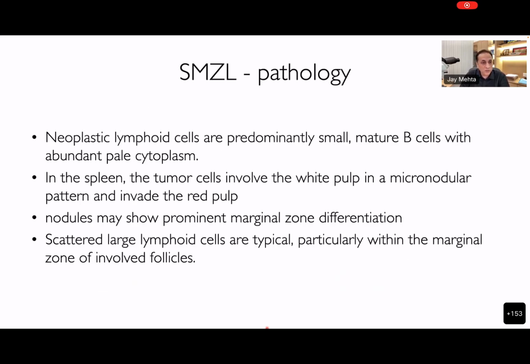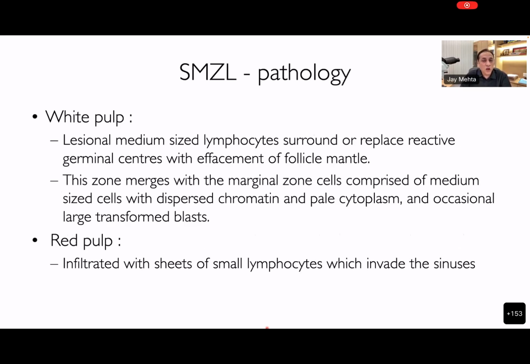So the neoplastic lymphoid cells are predominantly small to medium size. They have mature chromatin with abundant pale cytoplasm. In the spleen, the tumor cells involve the white pulp in a micronodular pattern and invade the red pulp as well. Nodules may show prominent marginal zone differentiation. And there'll be scattered large lymphoid cells, typically within the marginal zone of involved follicles. These are immunoblasts. So how does this look in the spleen, the white pulp?